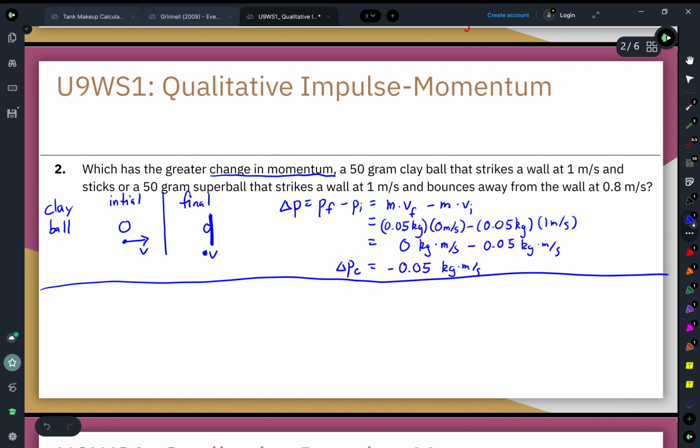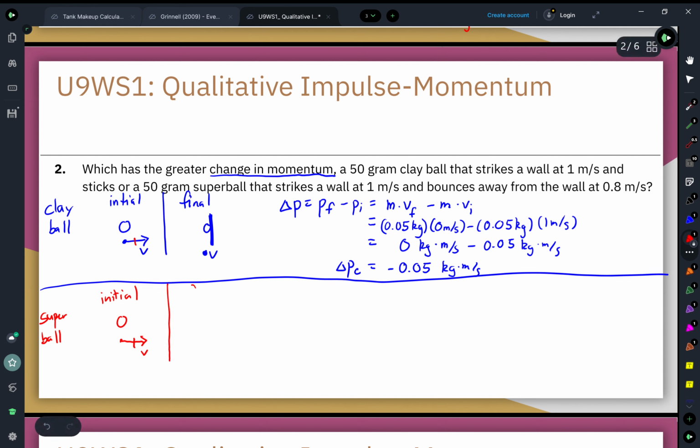We're going to compare that to the change in momentum for the super ball. So for the initial condition of the super ball, it will actually look pretty similar. It is traveling at that initial velocity of 1 meter per second. So I'm showing that these two visually look the same. They're equivalent. They're traveling at the same speed, and they're traveling in the same direction from the way I've drawn it, and they also have the same mass.